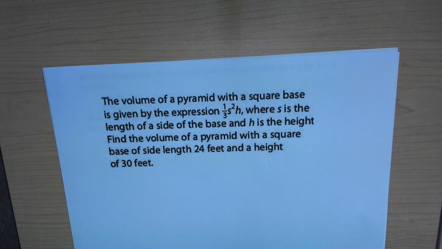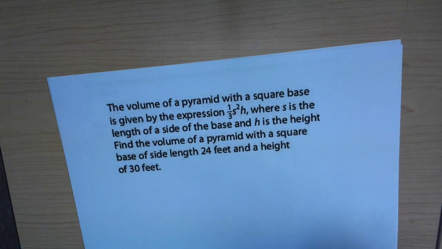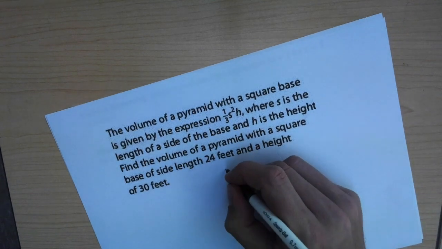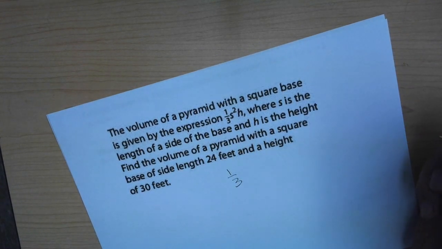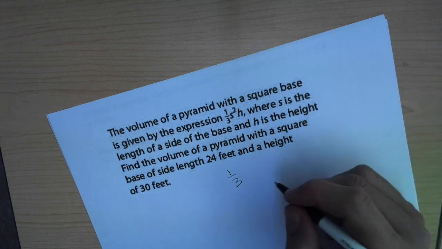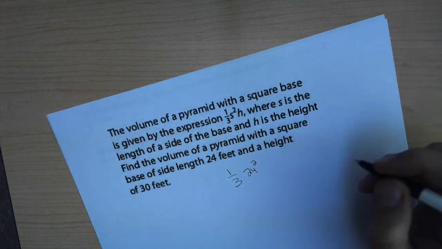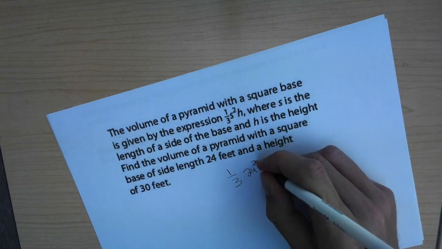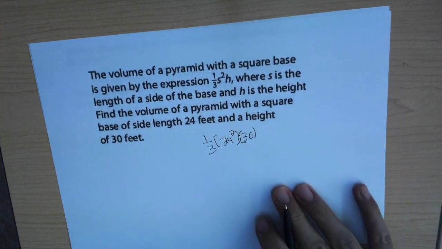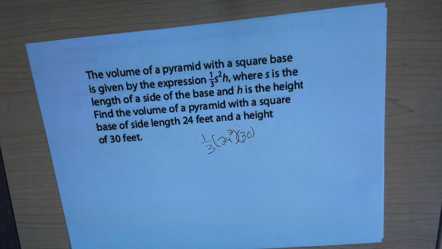The volume of a pyramid with the square base is given by the expression 1/3 s squared h, where s is the length of the side of the base and h is the height. Find the volume of the pyramid with the square base side length of 24 feet and a height of 30. So we have here 1/3 with our side being 24 and our height being 30. Okay. So now we have our expression set up. We can go ahead and simplify.